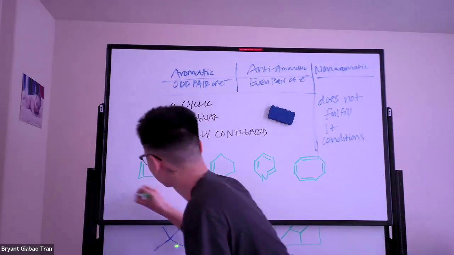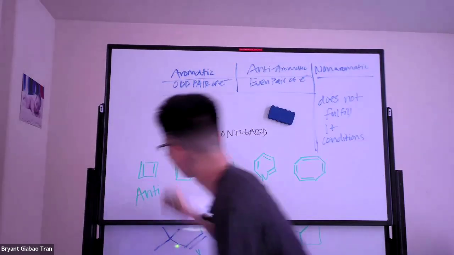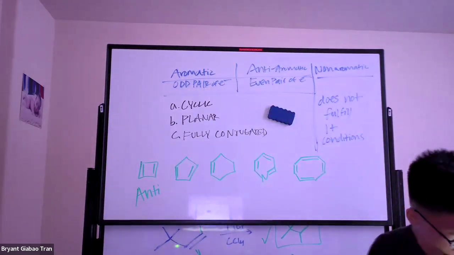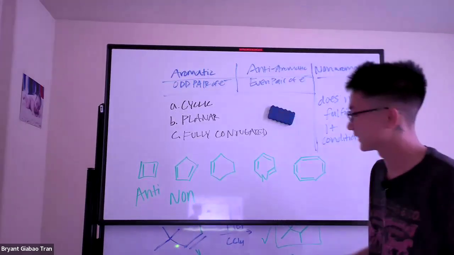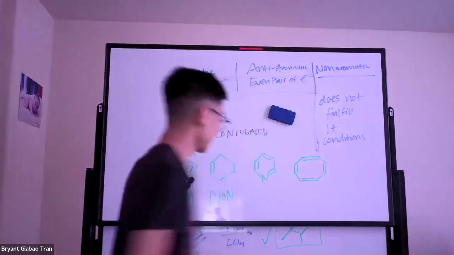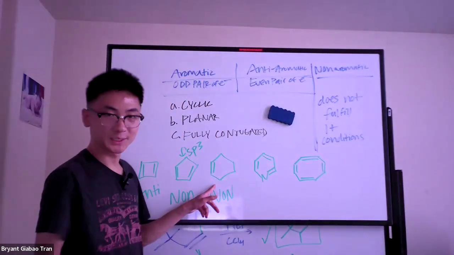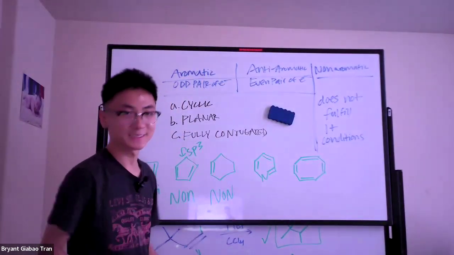Anti-aromatic for 1, non-aromatic for 2, nice, because sp3 for the top carbon. sp3 roadblock, making that non-aromatic. And non-aromatic again for the third, because it's not conjugated. Yep, not conjugated. sp3, sp2, sp3 roadblocks, not conjugated.